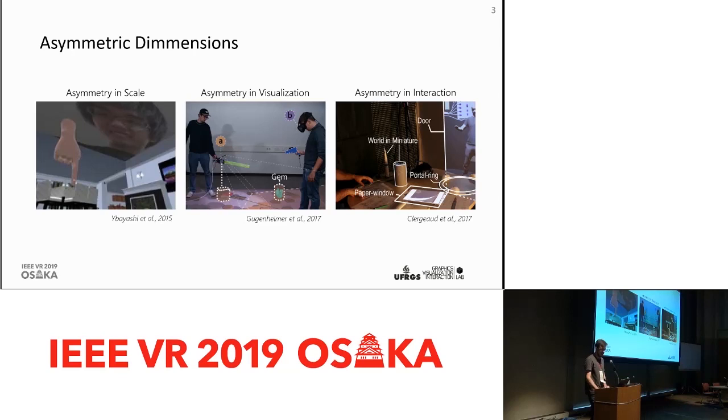For instance, asymmetry can vary in scale, where different users have different sizes in the virtual environment. For example, one of them could be a giant, and the other one could have human scale. It can also vary in visualization, where different participants use different devices, such as a head-mounted display in the first case and a projection in the second case, and in interactions, where the way that users interact with virtual objects is different. It can be in device or interaction metaphor. And depending on the design, these dimensionalities are linked together.